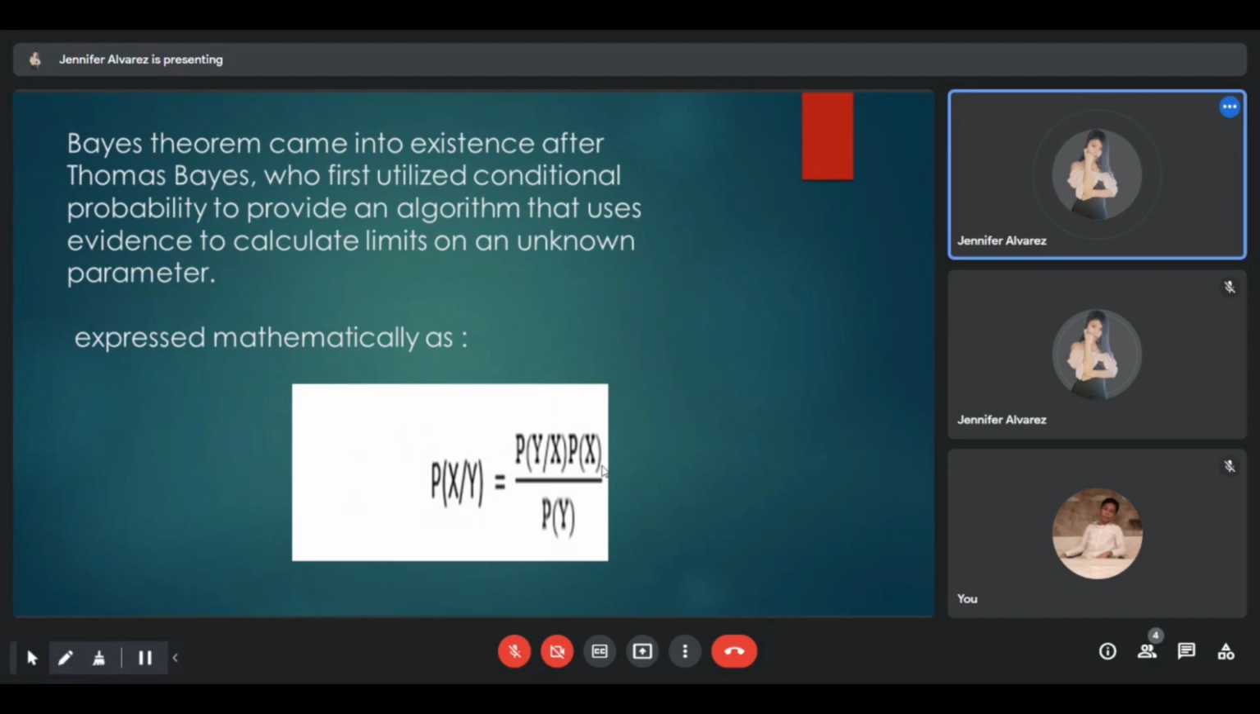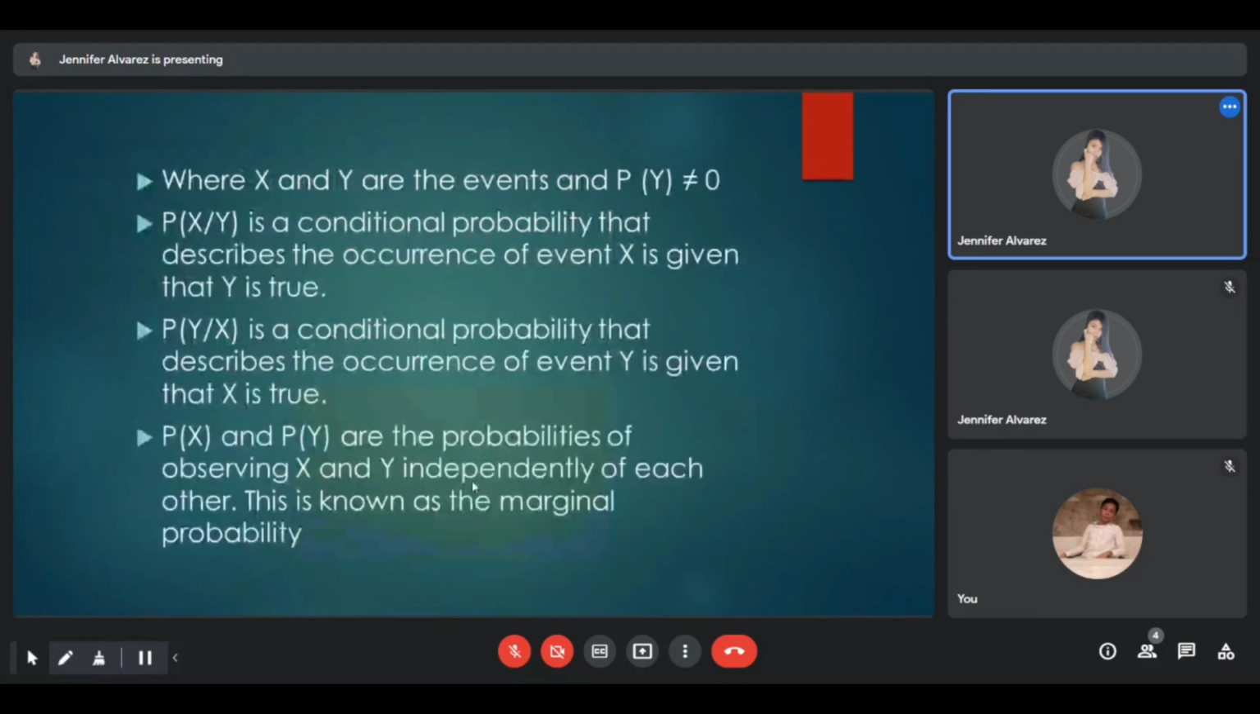So, ganito ie-express yung Bayes theorem. Ganyan. Doon, x and y are the events and P(y) is not equal to 0. P(x|y) is a conditional probability that describes the occurrence of event x given that y is true. Next, P(y|x) is a conditional probability that describes the occurrence of event y given that x is true. P(x) and P(y) are the probabilities of observing x and y independently of each other. This is known as the marginal probability.